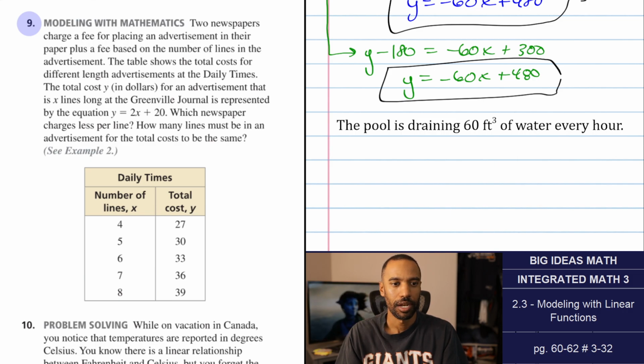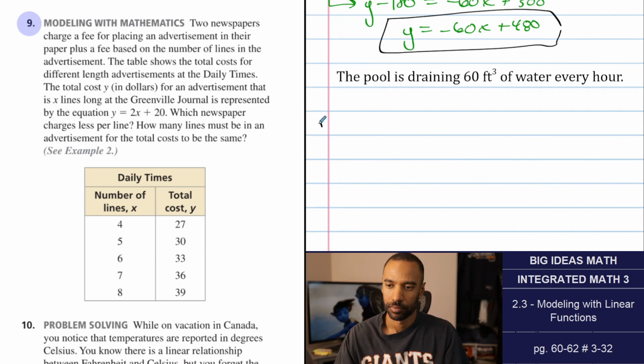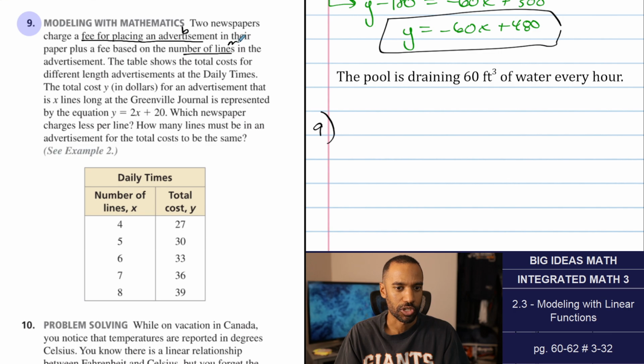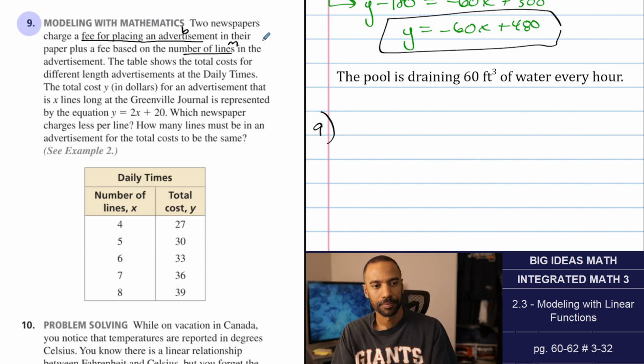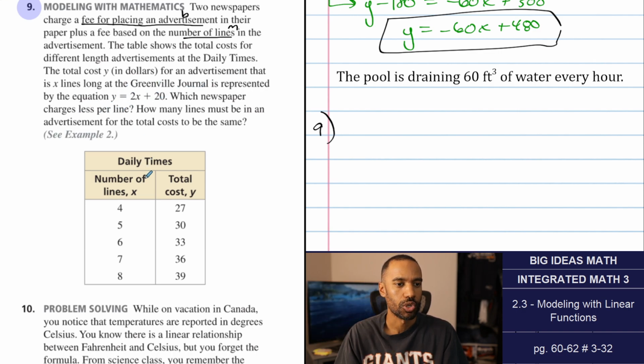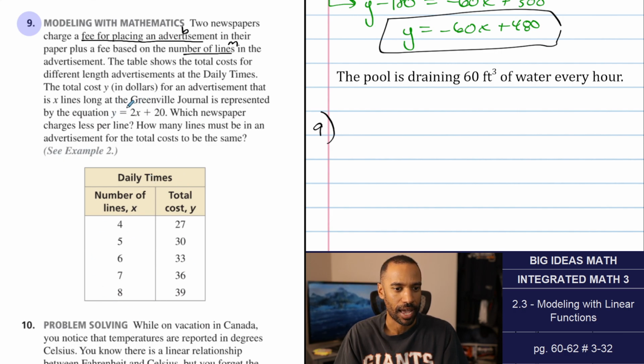Let's keep moving forward. Number 9, modeling with mathematics. Two newspapers charge a fee for placing an advertisement in their paper, plus a fee based on the number of lines in the advertisement. So the fee for placing an advertisement is like an initial amount, kind of like a y-intercept, like your b, if you will. The fee based on the number of lines, that's kind of a slope. How many dollars per line? The table shows the total cost for different length advertisements at the Daily Times. The total cost y in dollars for an advertisement that is x lines long at the Greenville Journal is represented by the equation here. So we have one with a table and one that's written out as a model already.